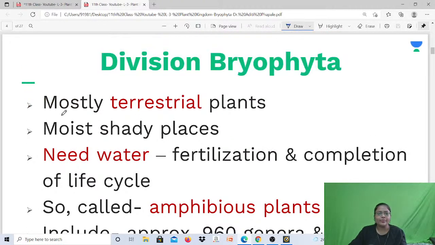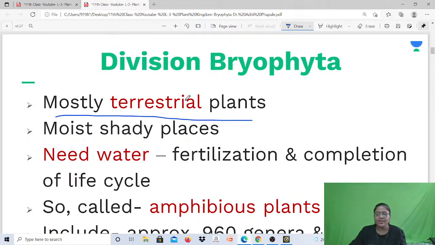They are mostly terrestrial plants. What do you mean by terrestrial plants? They live on land. Therefore, they are mostly terrestrial plants. They grow in moist and shady places. Moist means where there is water, moisture. And shady places means shadow. Moist and shady places. They need water for fertilization as well as for completion of life cycle.